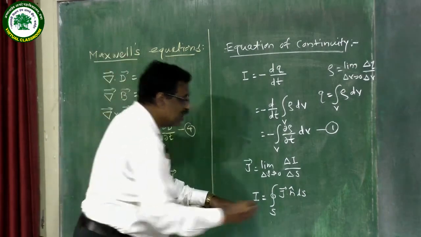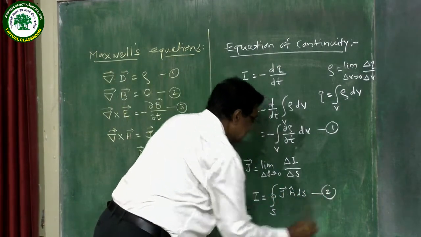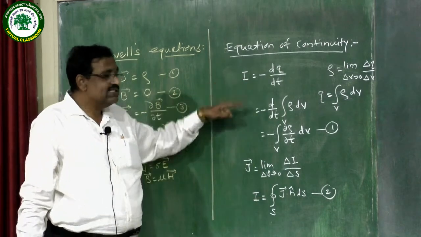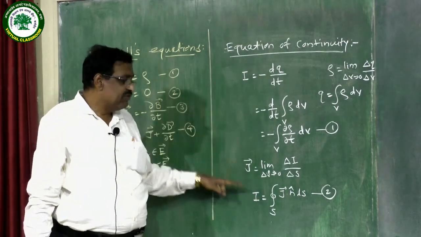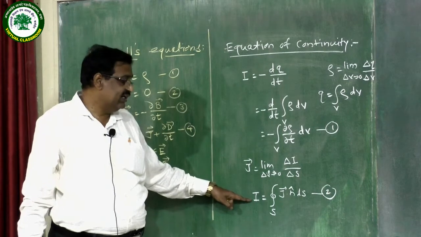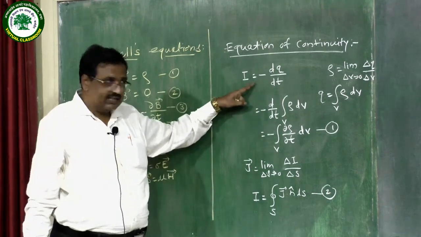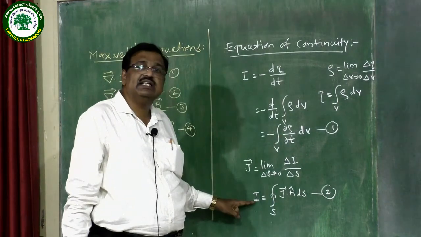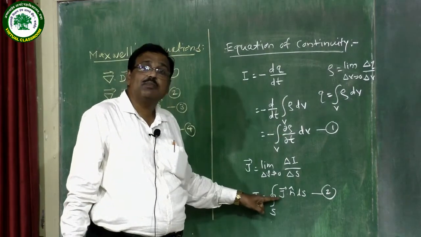So current is also expressed in terms of current density J, and it is defined by this equation. Equation 1 is also the equation of current, and equation 2 is also the equation of current, but here current is expressed in terms of charge density rho. Here, current is expressed in terms of current density J.